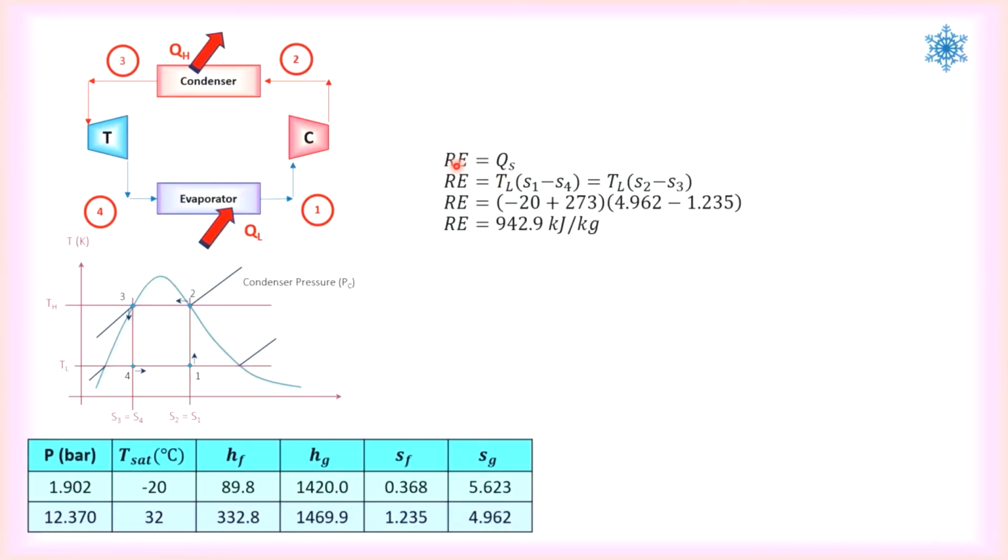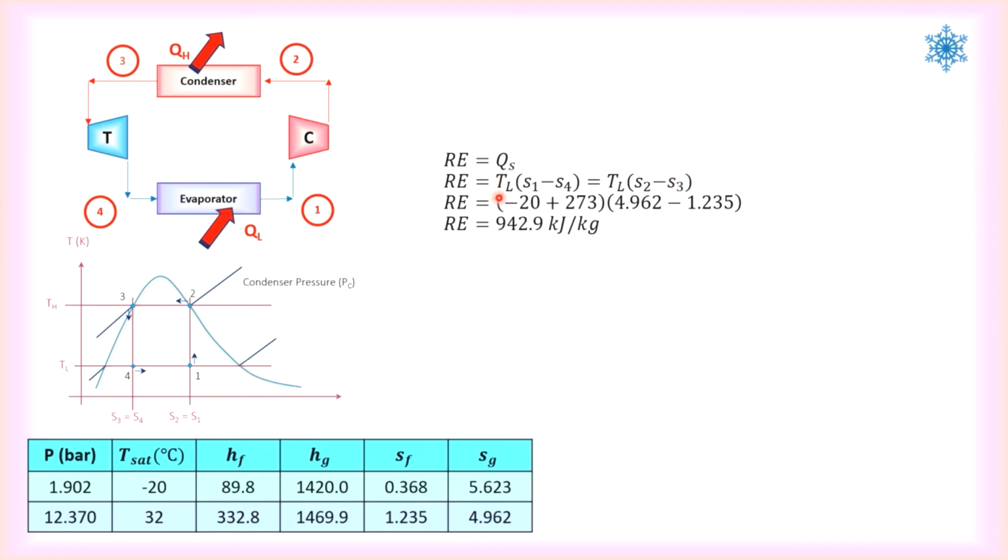Remember RE or QS. RE is the refrigerating effect. Why QS here? Because it's the heat supply to the refrigerant, which means it's equivalent to the heat absorption. So this area here, the height is TL, and the base is S1 minus S4, or you can consider S2 minus S3, which is the same. S2 is equal to S1, and S3 is equal to S4. So you can use either, and it will give you the same thing.